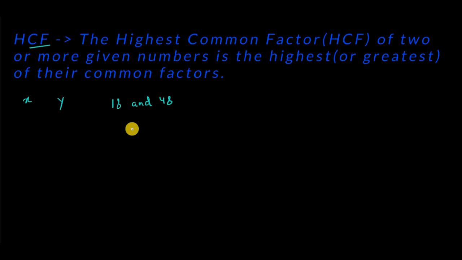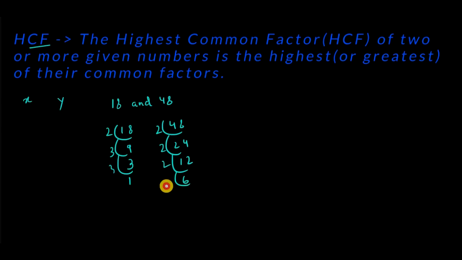common factors of 18 and 48. I'll do the prime factorization method. 18: 2, 9, 3, 3 and 1. Here 48: 2, 24, 12, 6, 3 and 1. So 18 is 2 into 3 into 3. 48 is 2 into 2 into 2 into 2 into 3, right?